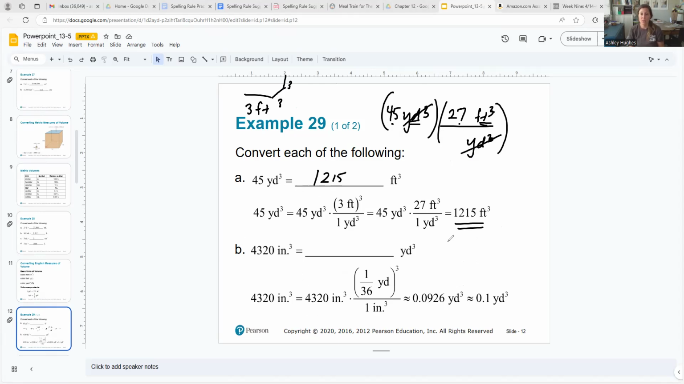This one is going from inches cubed to yards cubed. So 4,320 inches cubed. I'm going to put inches on the bottom. Instead of doing 1 over 36, I'm just going to say there are 36 inches in 1 yard, but I need to cube this if I'm doing yards cubed. So 36 cubed, whatever that is, put it in your calculator. If you divide 4,320 by 36 cubed, you're going to get your answer. Again, you're cubing it because we're talking about volume.